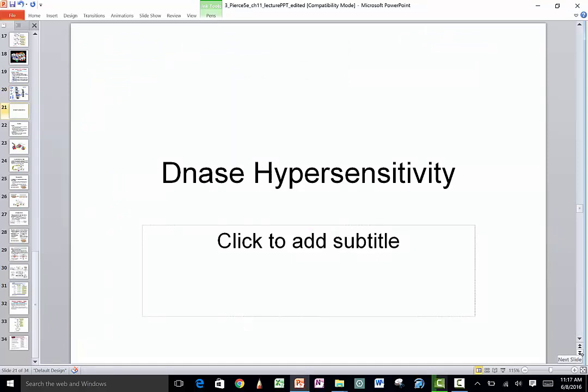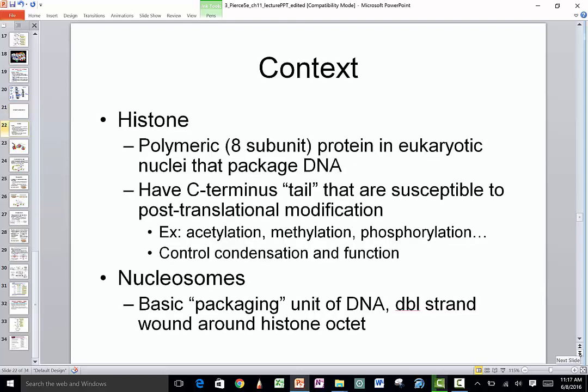So another way to correlate chromosome structure with transcription is to do what's called a DNA hypersensitivity experiment. All right, so now pay attention, because this historically has been difficult for students to grasp, and so it might take a little work for you to think about it.